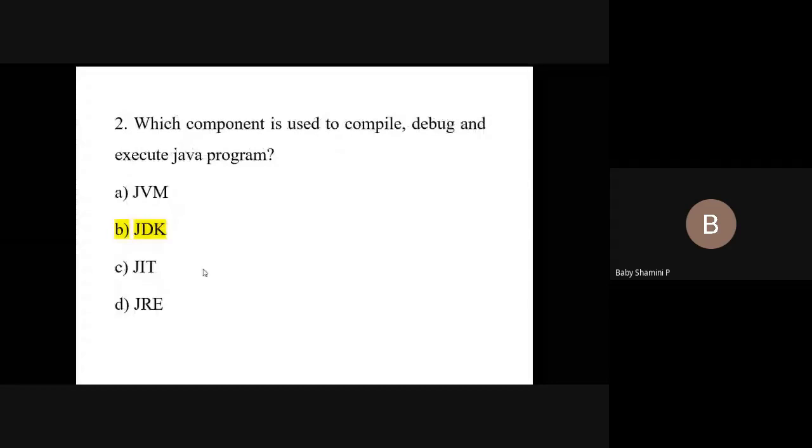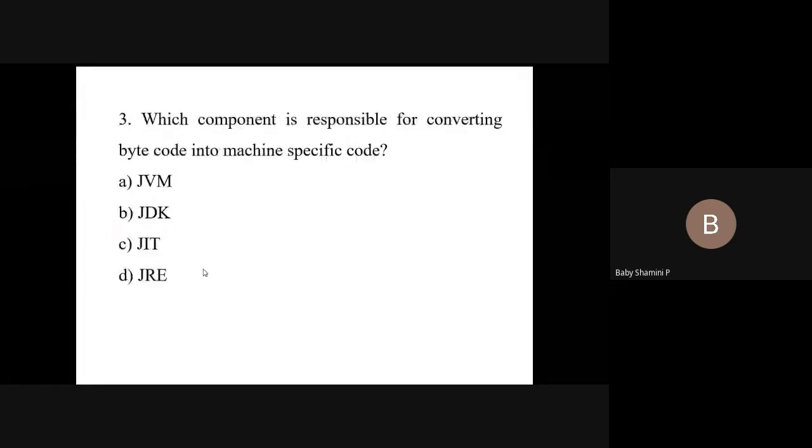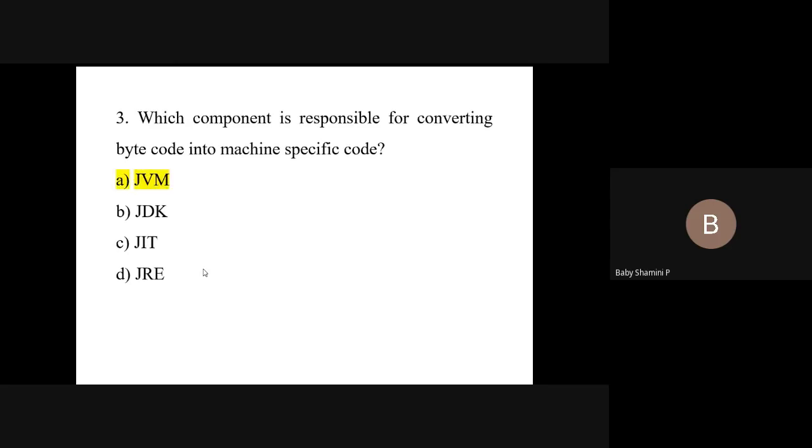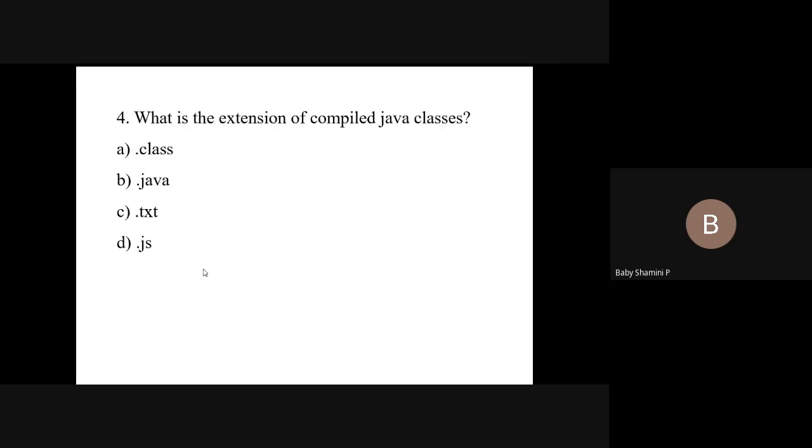JDK is used to compile, debug and execute Java code. So next question is, which component is responsible for converting bytecode into machine-specific code? Okay, the correct answer is JVM. JVM is responsible for converting bytecode into machine-specific code. JVM is the correct answer.